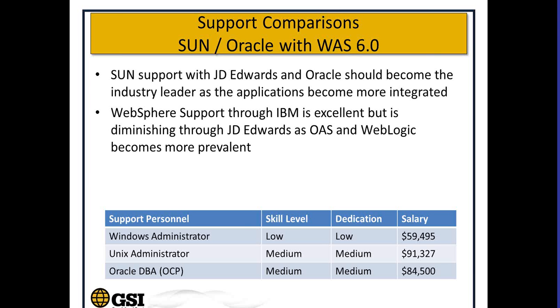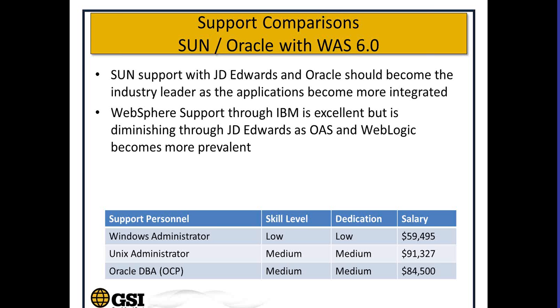It was one of those things where, okay, well, if you have an issue with J.D. Edwards, you're going through regular J.D. Edwards support, but if it's an OAS issue, well, you might have to get moved over to Oracle support, which is totally different. It's still a little bit like that, and I'm sure it will be for a while until that becomes a little bit more integrated. But I would expect that over time, Sun support will become more of an industry leader, along with J.D.